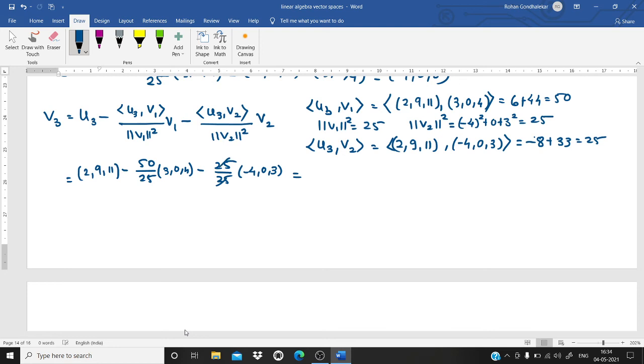So this 25 gets cancelled. Here we get 50 upon 25, that is 2. So finally this is 2 minus 2 into 3, that is 6, minus minus becomes plus 4. Then 9 minus 2 into 0, 0. Here the entry is 11, next minus 2 into 4, that is minus 8, and minus 1 into 3, that gives me minus 3. Fine? Okay, good.